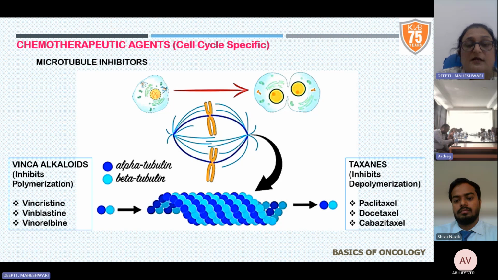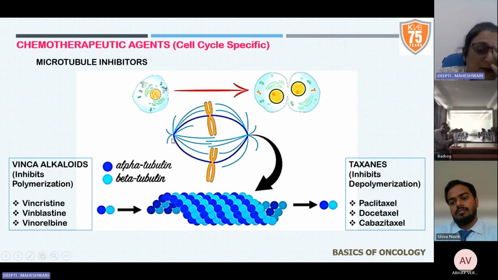So why are we studying this? Because there are drugs which are going to act on these mitotic spindles, right? Now, basically, these mitotic spindles have to be formed, so you have polymerization. But if the mitotic spindles are not allowed to be formed, then obviously the genetic matter cannot be pulled back.